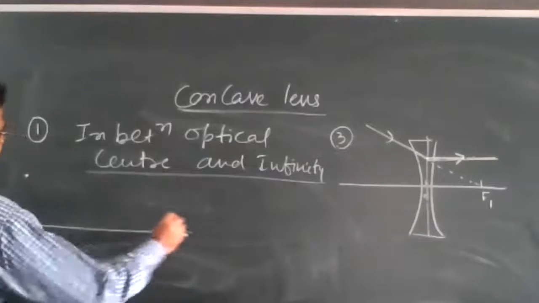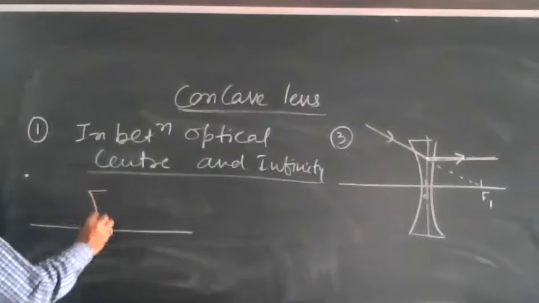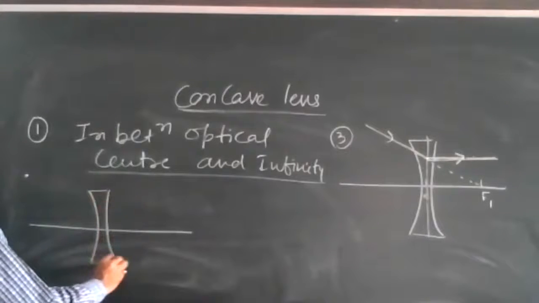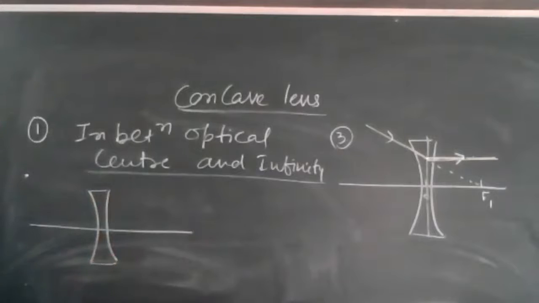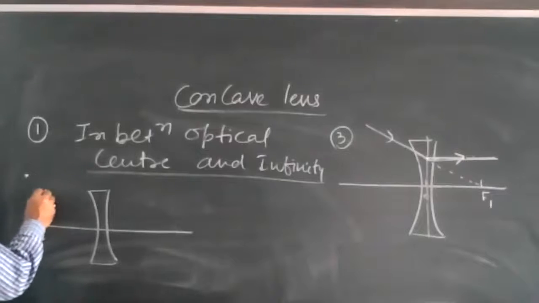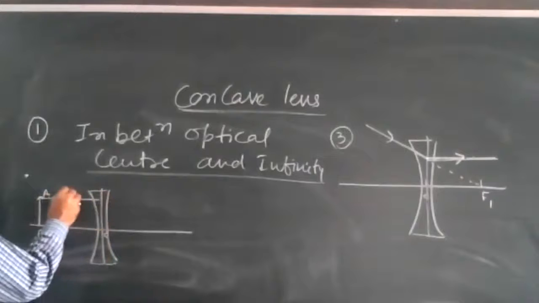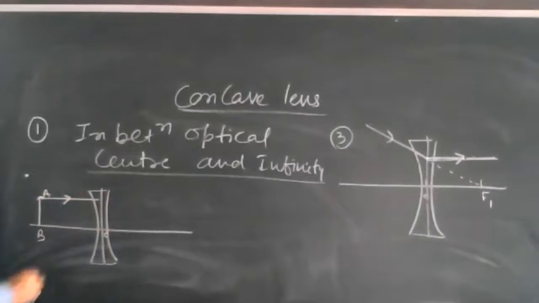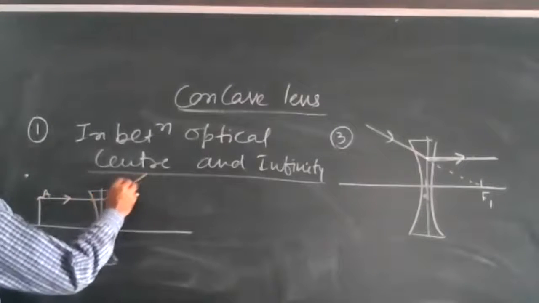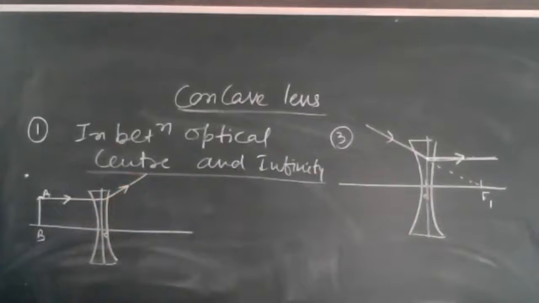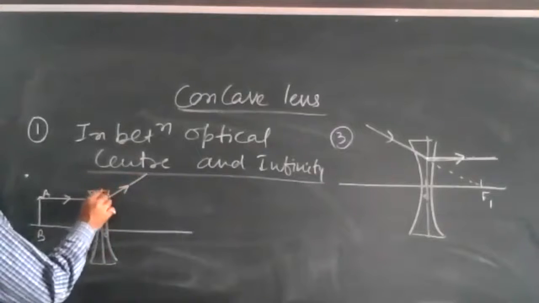Say this is our principal axis and this is our concave lens. Now, suppose the object is kept over here, AB. Here is our optical center. A ray parallel to the principal axis, after refraction, goes straight in this direction. Say this is going along DE.